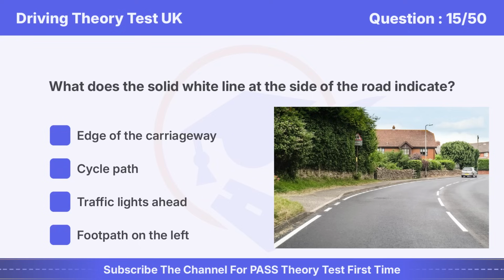Question 15. What does the solid white line at the side of the road indicate? Option A. Edge of the carriageway. B. Cycle path. C. Traffic lights ahead. D. Footpath on the left.